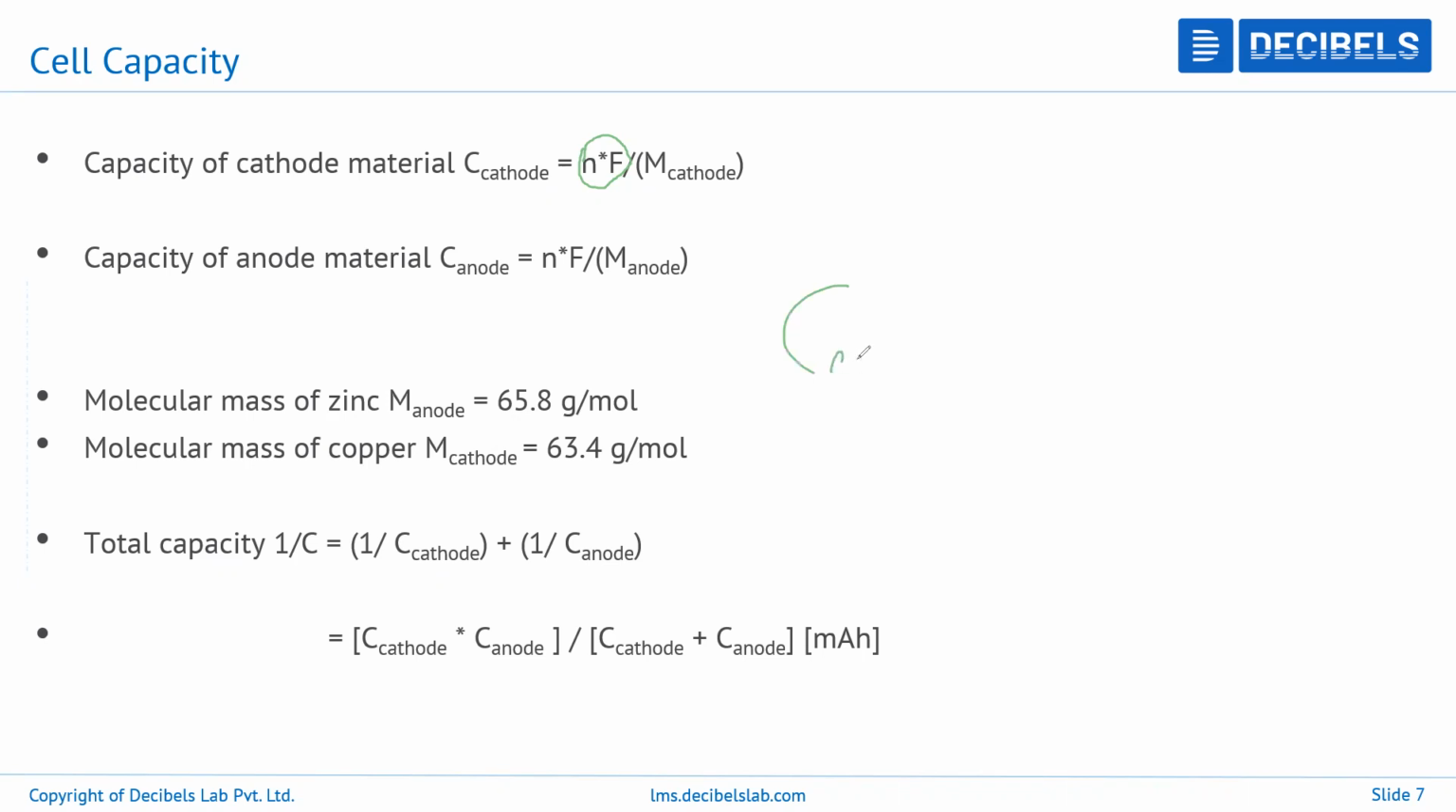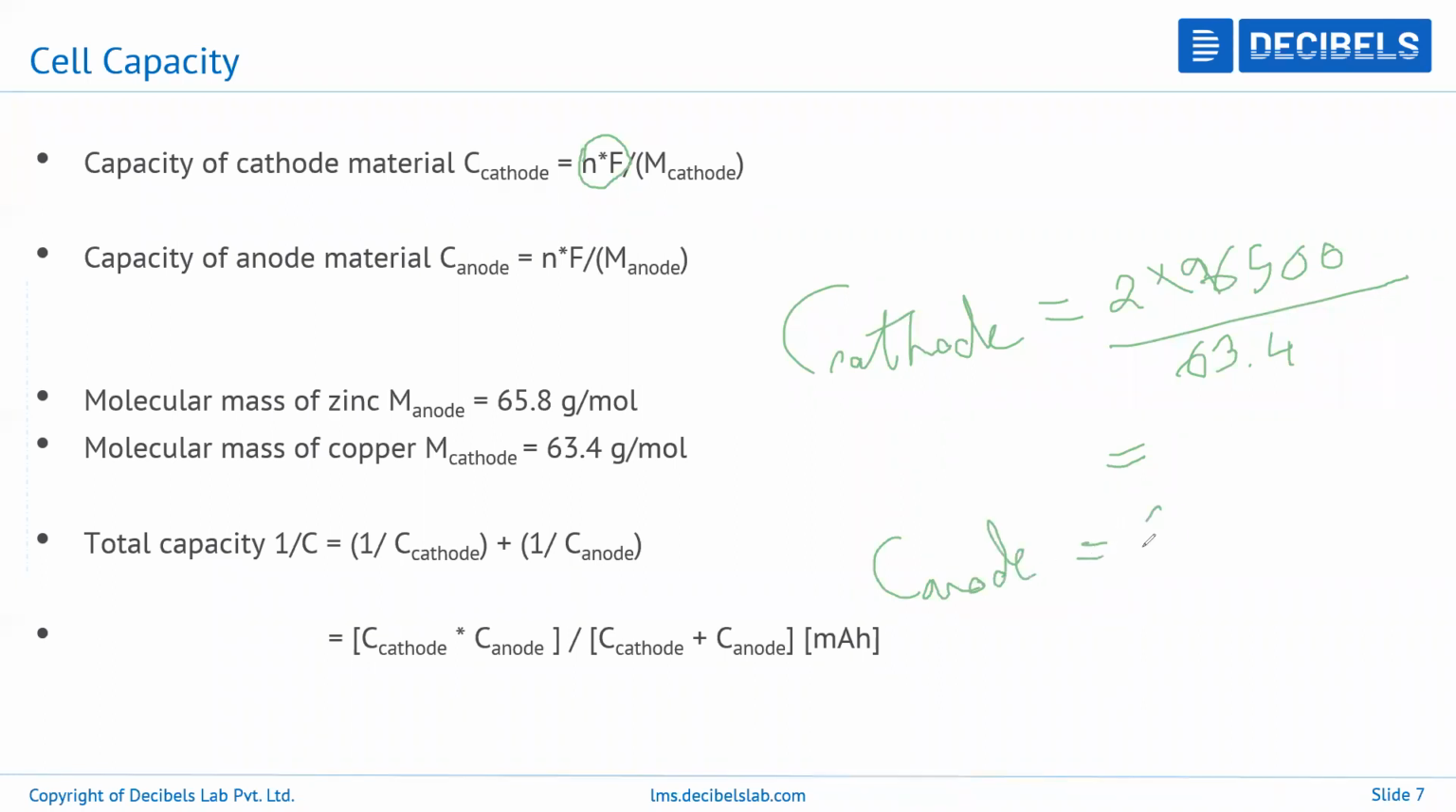So let's write this down. Capacity of cathode is equal to 2 into 96,500 divided by your M cathode, which will be 63.4. You can type the answer here in the chat box. While C anode will be 2 into 96,500 divided by this value, that is 65.8. Can you tell me the answer for both of them?